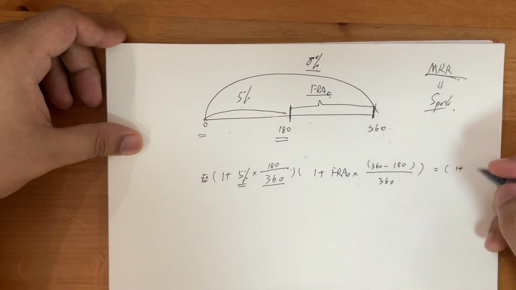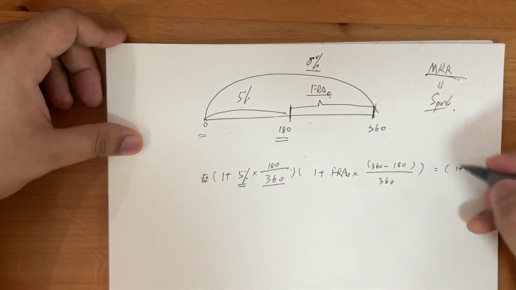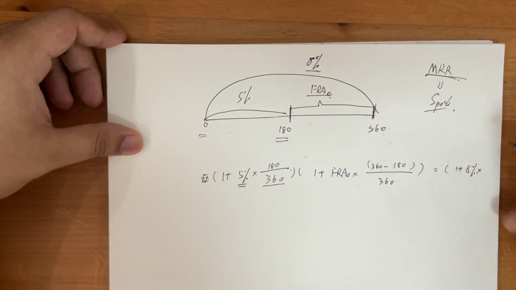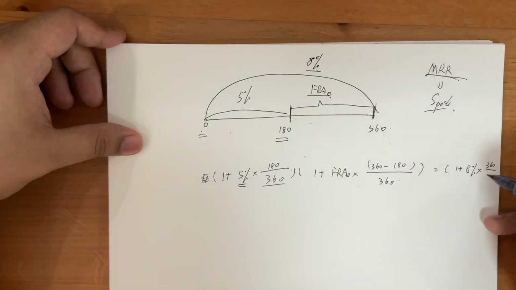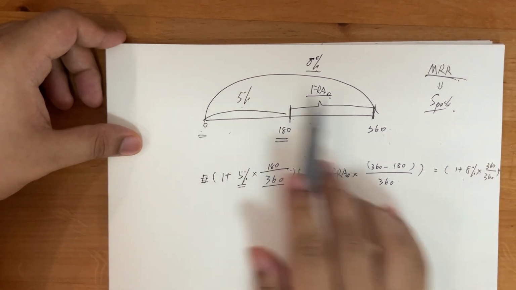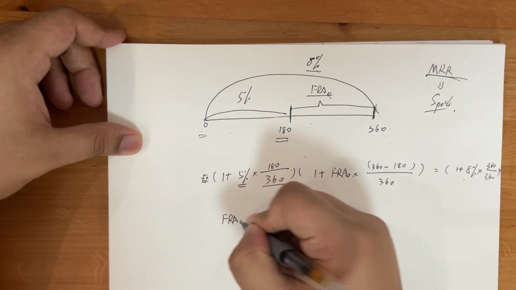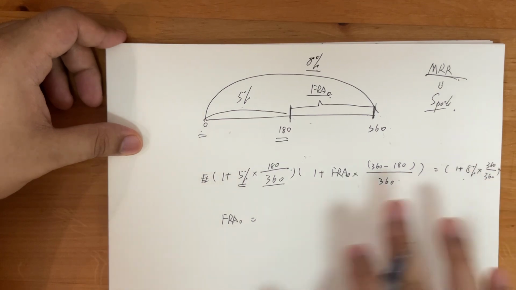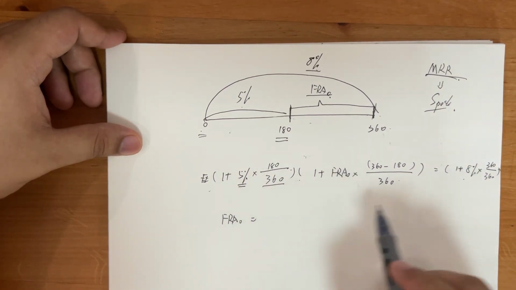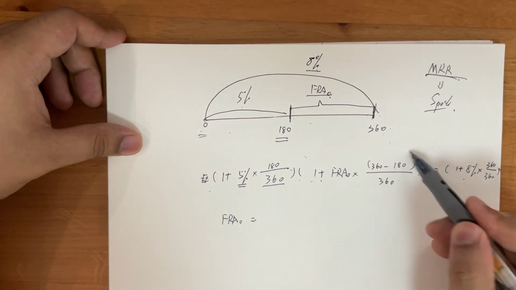1 plus 8%, and 360 minus 0, divided by 360. It doesn't really matter here, because 8% is a 1 year rate and this happens to be 1 year. So FRA 0 will be, and then you can do the calculation. Just use this to calculate that, divide it, subtract 1, and divide this part.